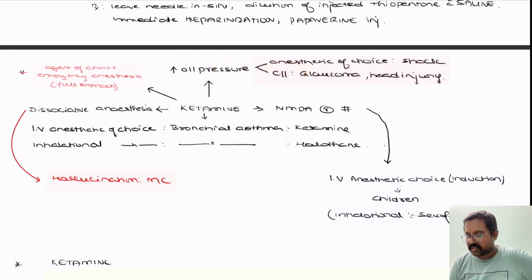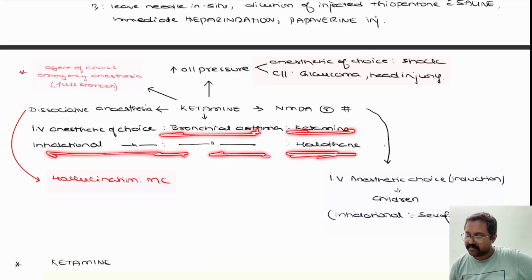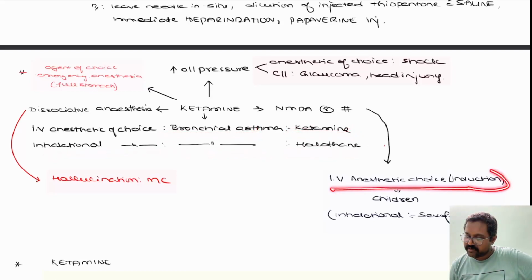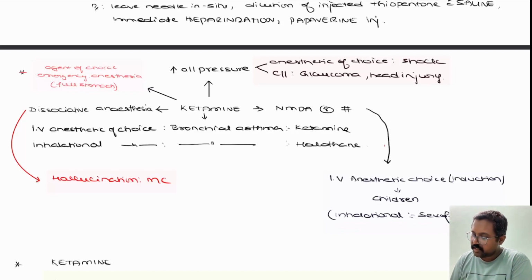So apart from that, the IV anesthetic agent of choice in bronchial asthma will be ketamine, whereas the inhalational agent of choice in bronchial asthma is halothane. And the inhalational anesthetic agent of choice in children is sevoflurane. Through the parenteral route, the IV anesthetic agent of choice for induction is ketamine, and for inhalational in children it is sevoflurane. So the IV anesthetic agent of choice in children for induction is ketamine, and for inhalation you have sevoflurane.